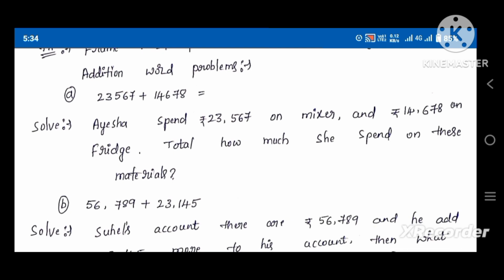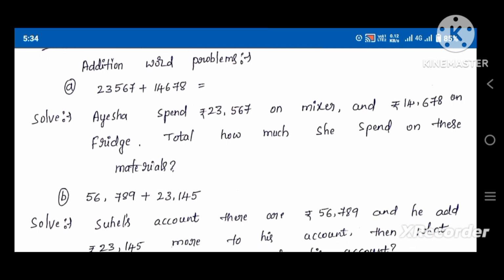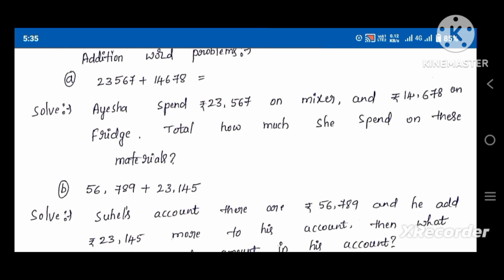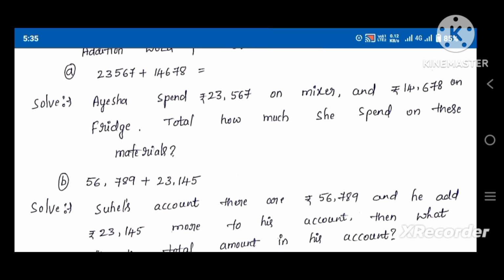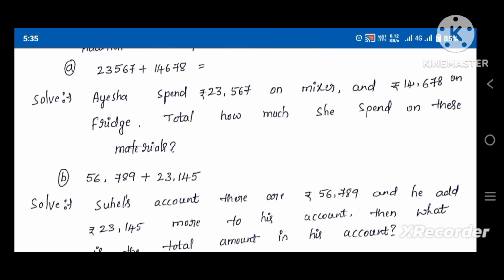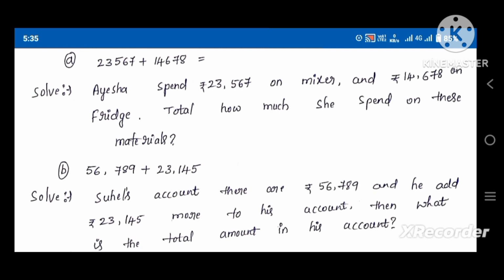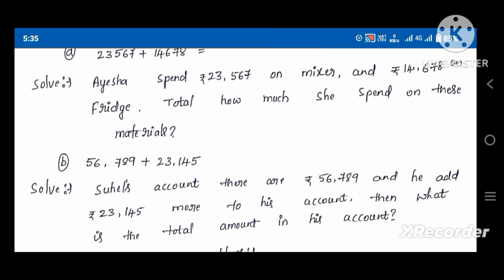B. 56,789 plus 23,145. Solve. In Suhail's account there are 56,789 rupees and he added 23,145 rupees more to his account. Then what is the total amount in his account?